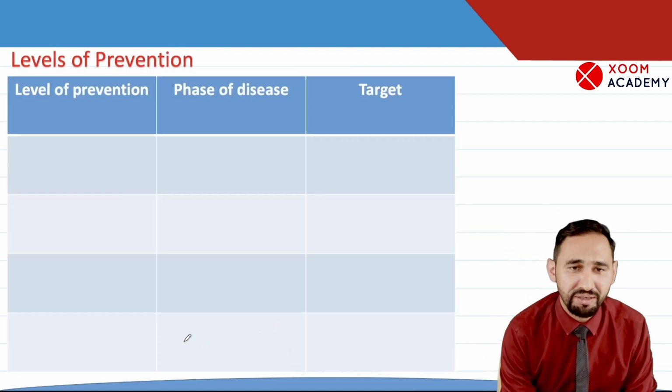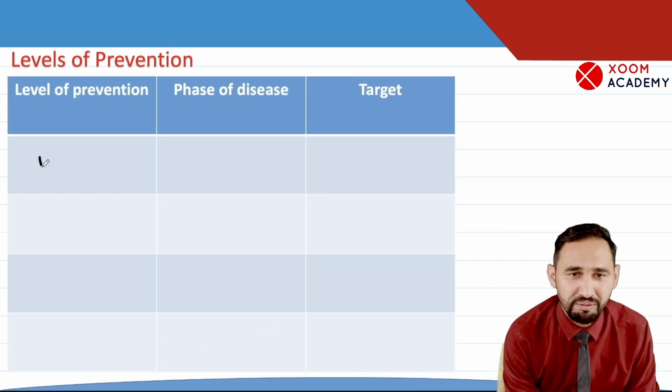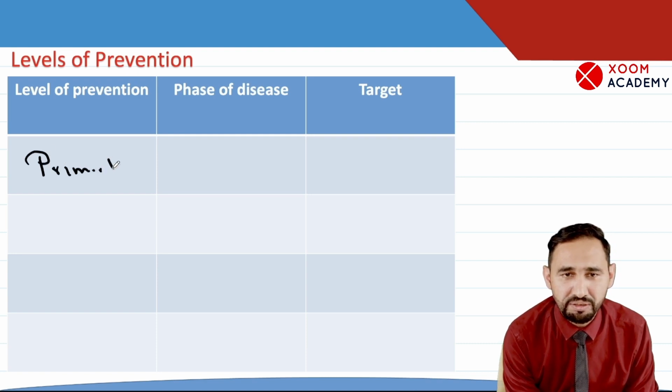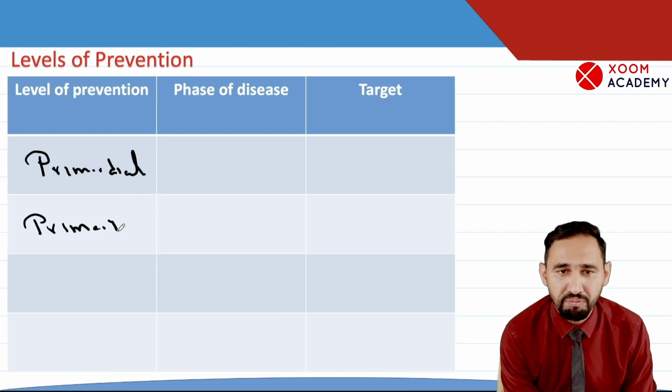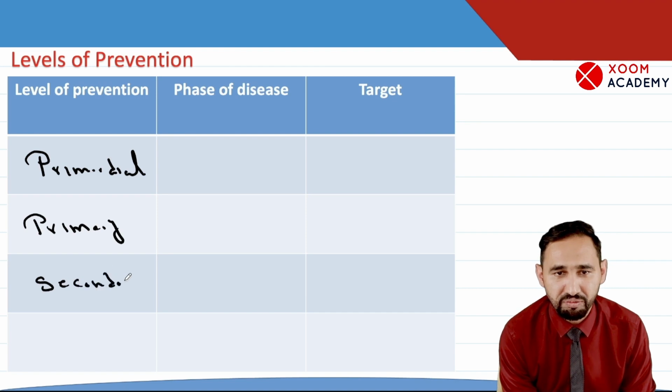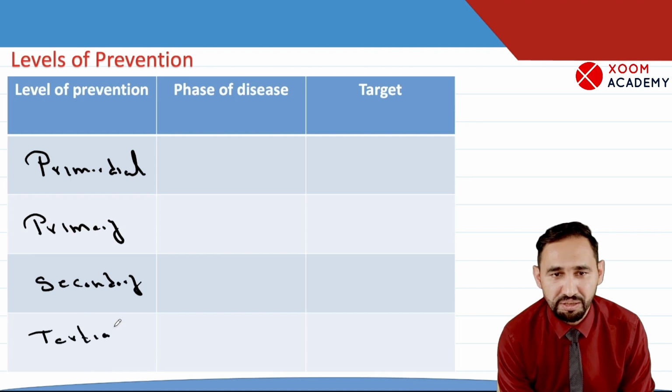There are four levels of prevention. Primordial prevention. Primordial prevention is done to stop the development of risk factor. Then there is primary prevention to stop the development of disease. Then there is secondary prevention. We do secondary prevention to diagnose the disease. Then there is tertiary prevention. We do it to limit the complication.